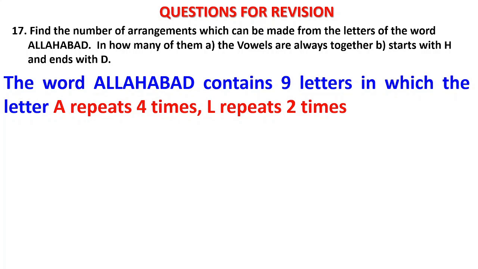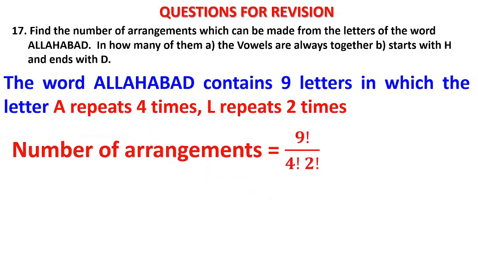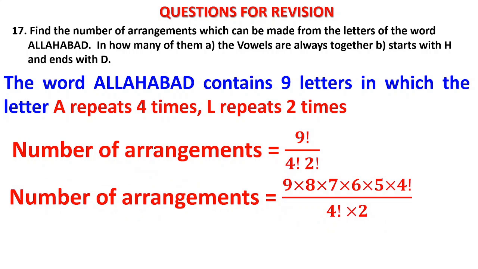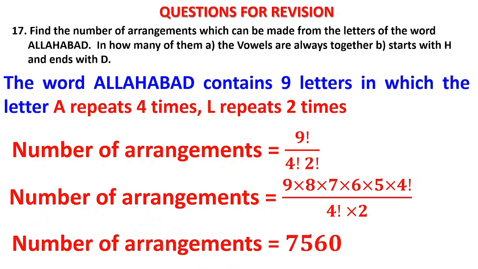It contains 9 letters in which A repeats 4 times and L repeats 2 times. Therefore by the formula of permutation, 9 factorial by A repeating 4 times, thereby 4 factorial, and L repeating 2 times, therefore 2 factorial. Now expand the factorial: 9 into 8 into 7 into 6 into 5 into 4 factorial by 4 factorial into 2. 4 factorial gets cancelled. The answer is 7560.